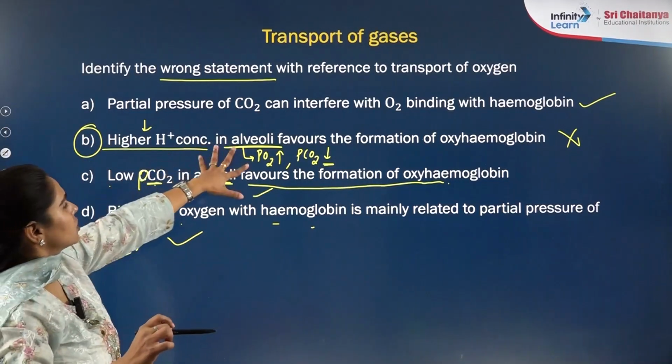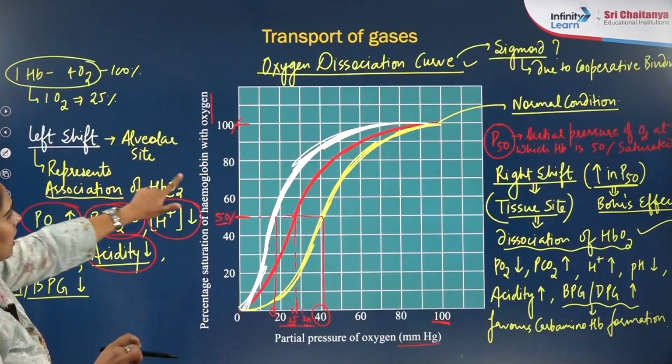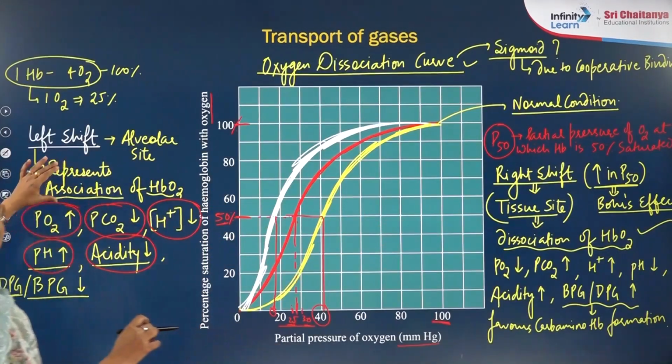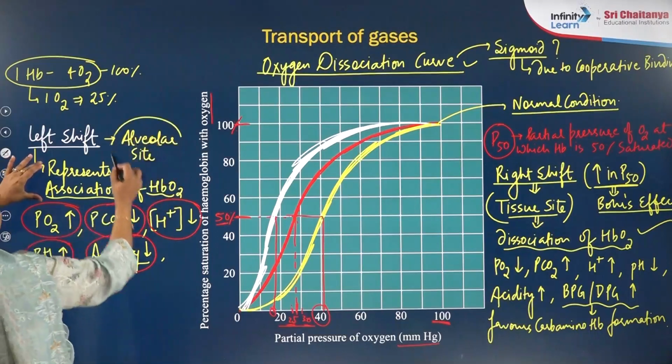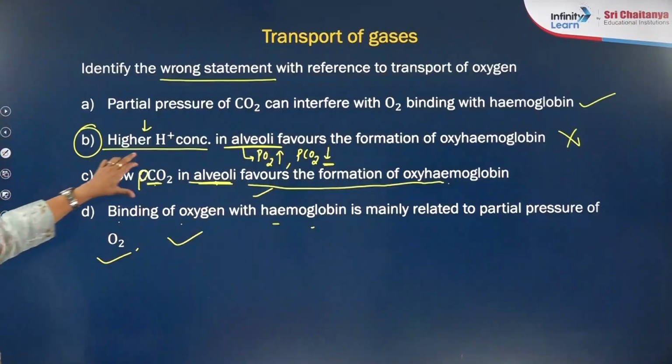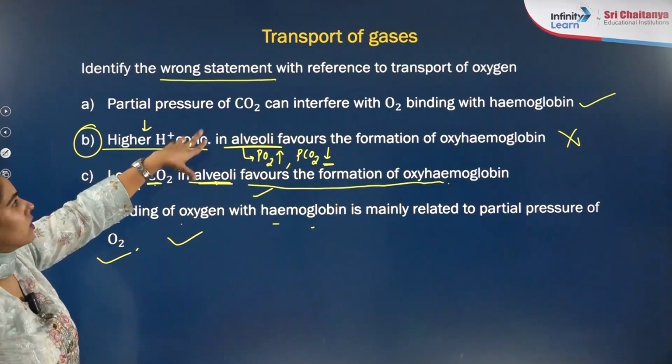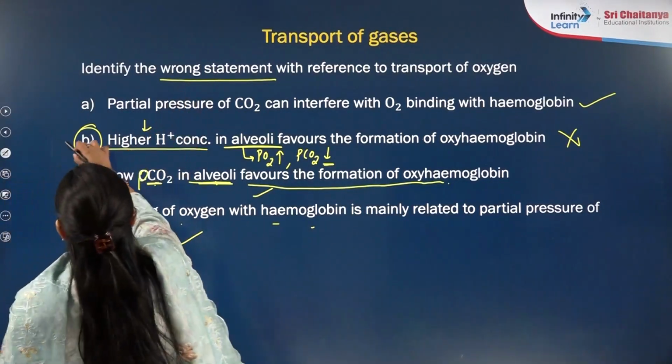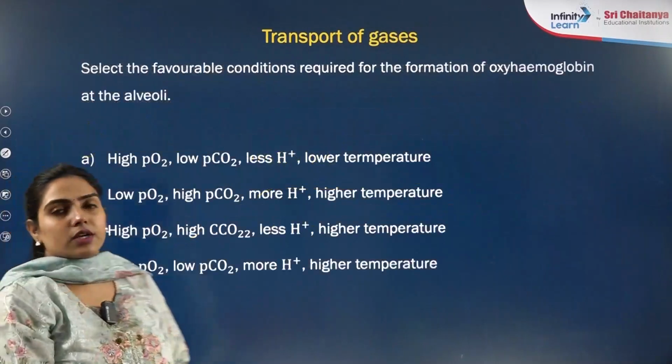Higher H plus concentration is not there in the alveoli. I have shown you in the alveoli, at the alveolar site, there is low H plus concentration, beta. If there is low H plus concentration, it is the wrong statement and this will be the answer. Going to the next question.